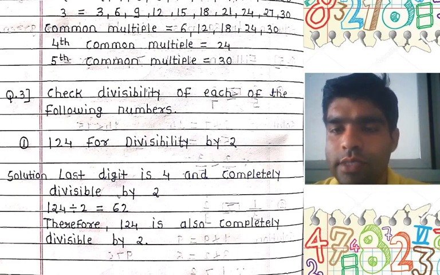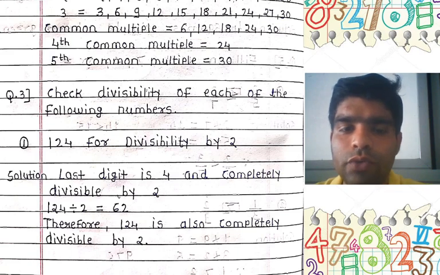Here, 2 sixes are 12 and 2 twos are 4. That is why your answer will become 62. Therefore, 124 is also completely divisible by 2.